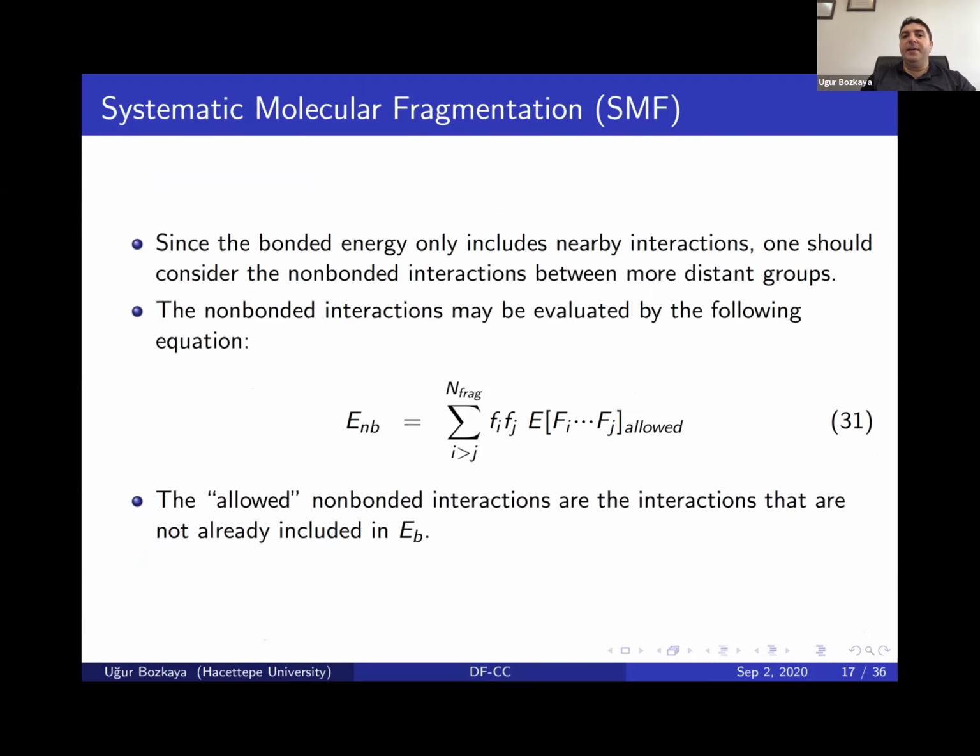Since the abundant energy only includes nearby interactions, one should consider the non-abundant interactions between more distant groups. The non-abundant interactions may be evaluated by the following equation. Here, we only consider the allowed fragments. So allowed non-abundant interactions are the interactions that are not already included in the abundant energy.